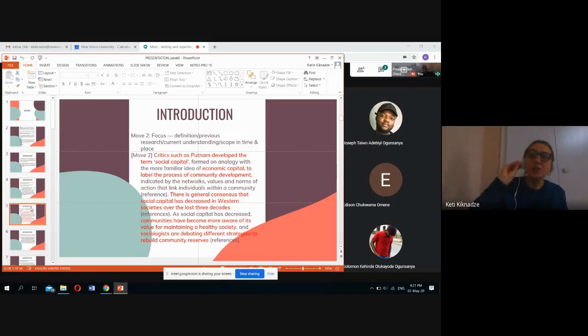So in the second move of your introduction, you are talking about different definitions. How is marijuana treatment defined in medicine? What has previous research shown? Obviously that it's effective, but also maybe ineffective.